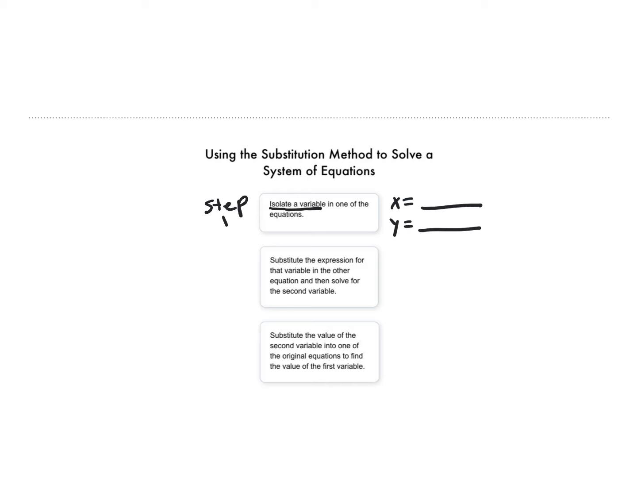Then we substitute the expression for that variable in the other equation and then solve for the second variable. So this is step 2. The gist of it is just plug in. So you plug in one equation into the other one. And then step 3 is plug in the number. So again, you're plugging in here to find the other one. So you'll find a y equals here, and then here you would have to find x equals. So you just find one variable first in step 2, and then in step 3 you find the other one. This will make more sense once we do it in examples.